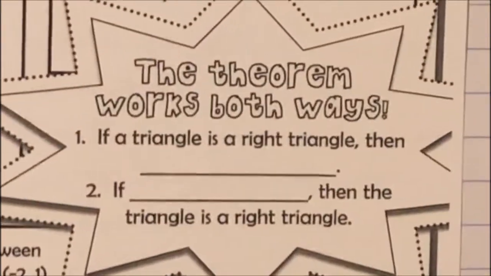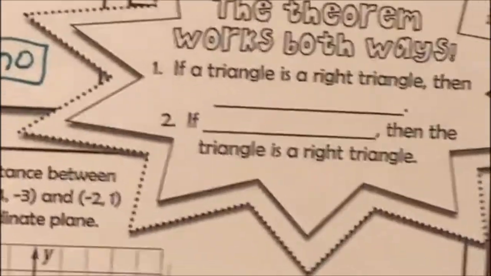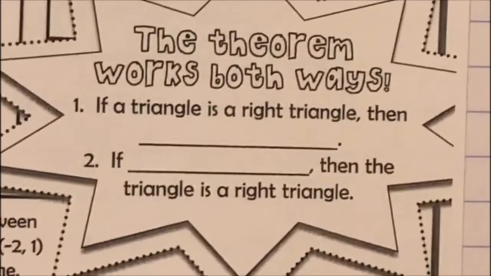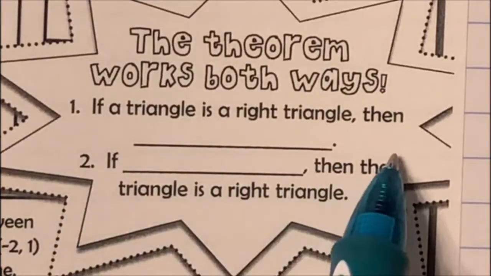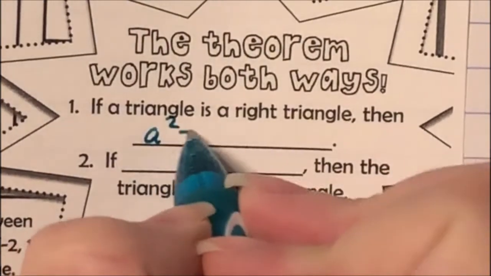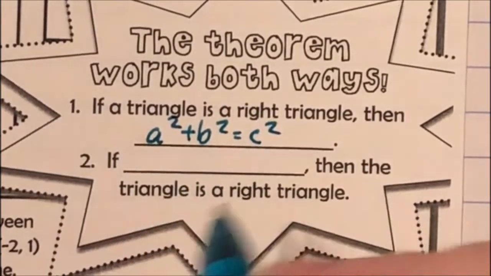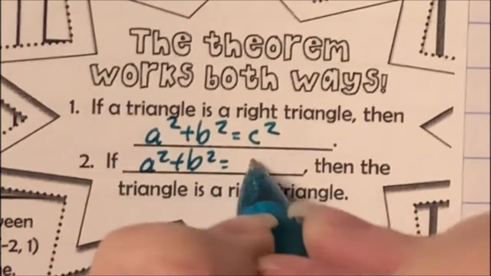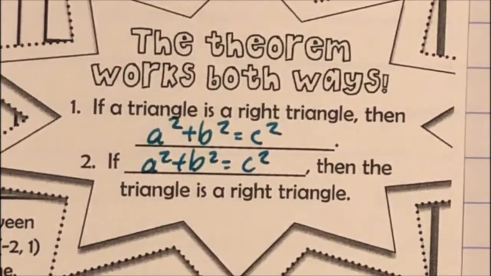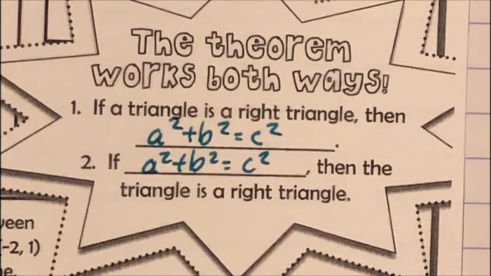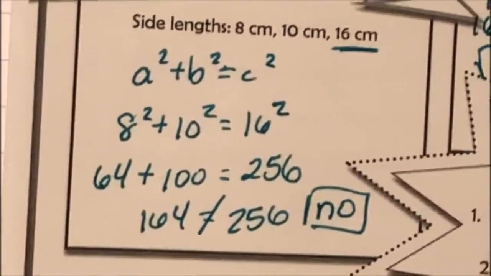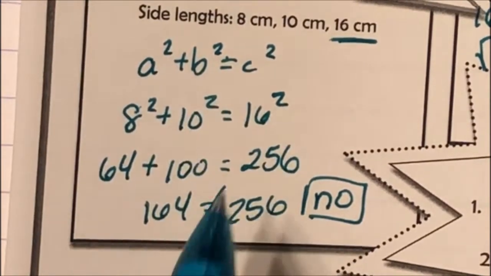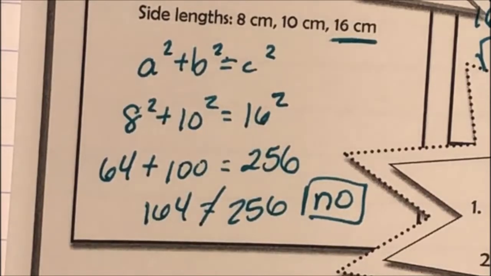So, the theorem works both ways. One, if a triangle is a right triangle, then a squared plus b squared equals c squared. Two, if a squared plus b squared equals c squared, then the triangle is a right triangle. We kind of saw up here with this example, a squared plus b squared did not equal c squared. So this was not a right triangle.